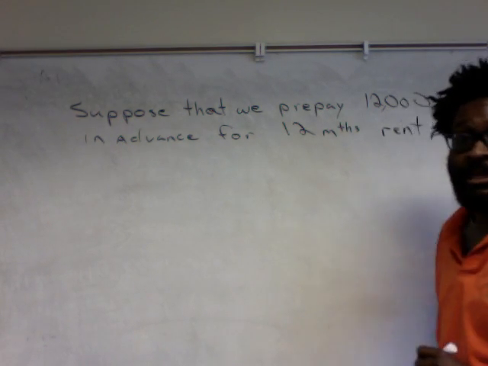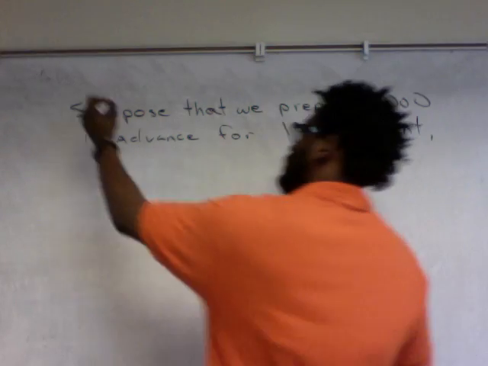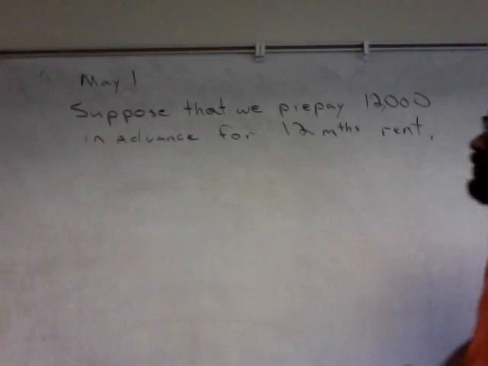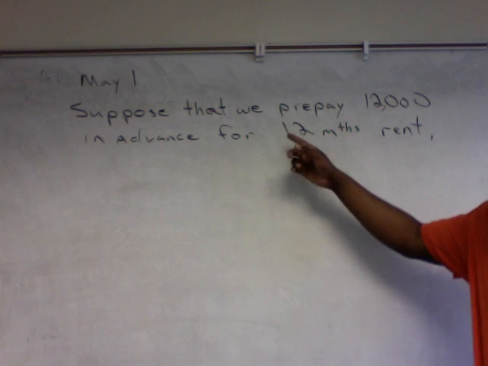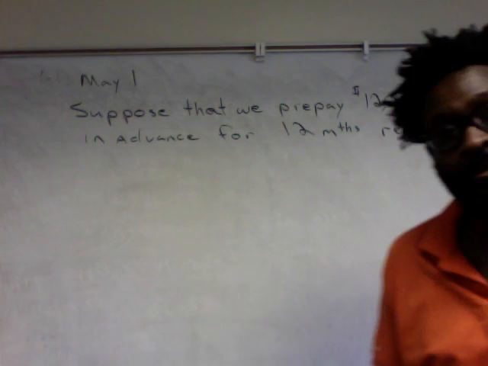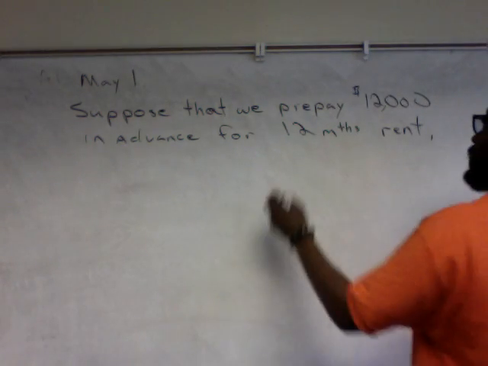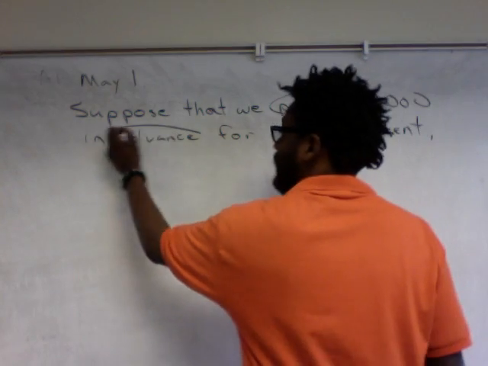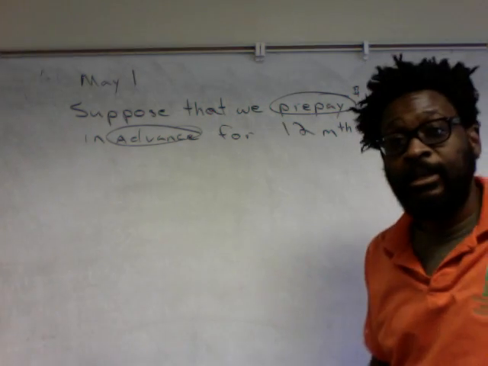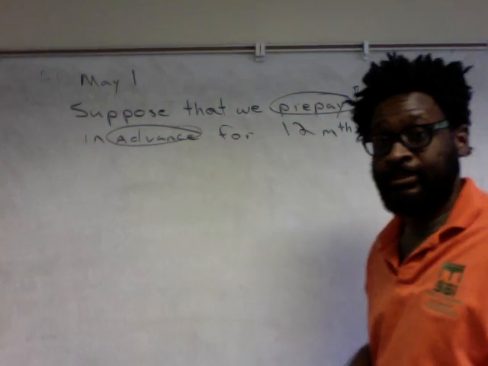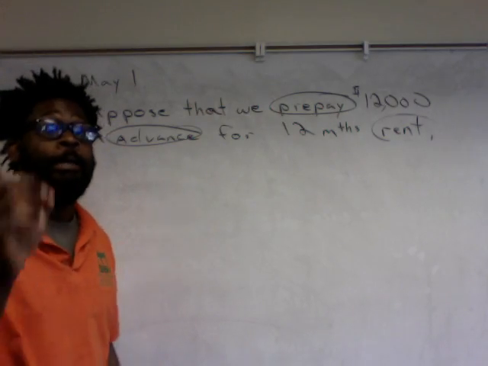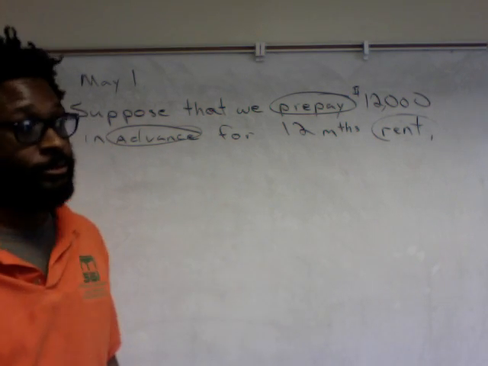And let's assume that the date is May 1st. Okay? So suppose that on May 1st, we prepaid $12,000 in advance for 12 months rent. Now there are a couple of key words that we need to identify in this transaction: prepaid, in advance of course, and rent. This is exactly what we need, because it lets us know where we're going with this. Based on this, we should be able to identify that we're dealing with a prepaid solely because of the key words.